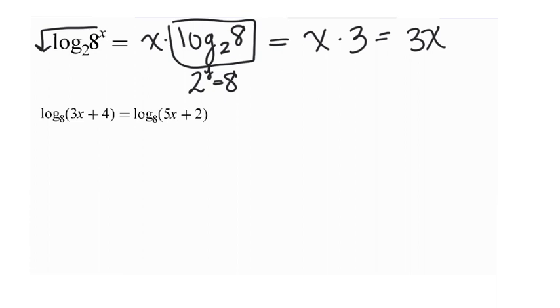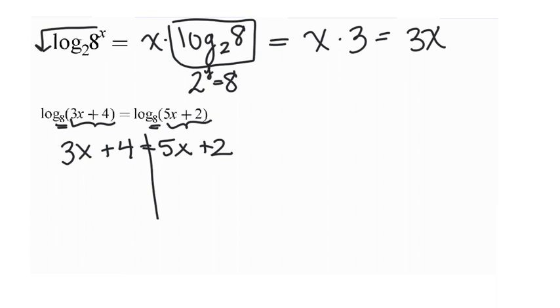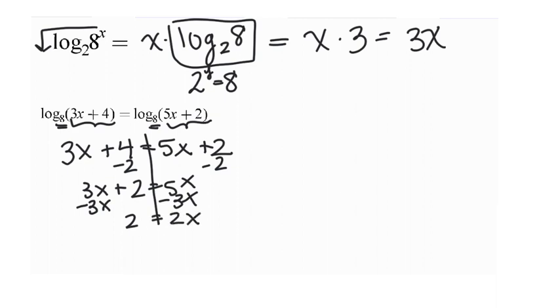The next property says that if you have something on the left and something on the right that have the same bases, that means these things are the same. And it only works, of course, if they have the same base. So this was pretty easy. You're just going to set it up and solve. This is just an algebra equation that you should be able to solve. 3x plus 2, and subtract 3x. And easy enough, x equals 1. So those are pretty easy. I'm going to show you one that's a little bit more difficult next.